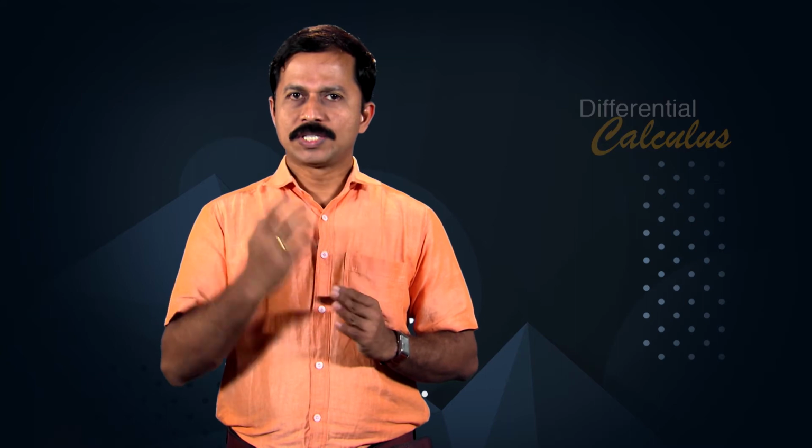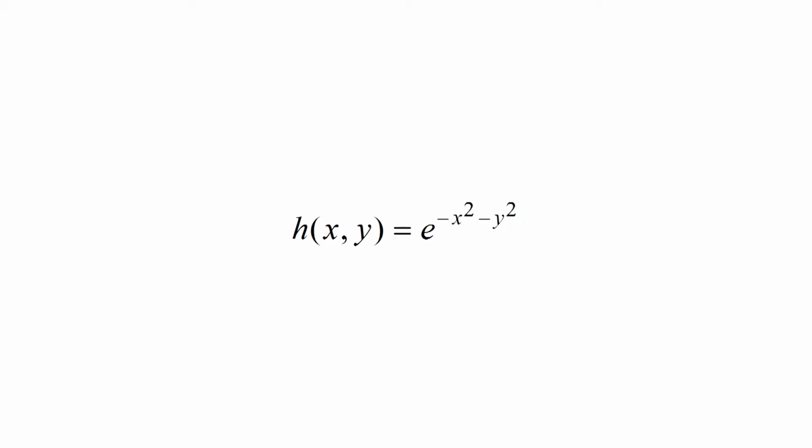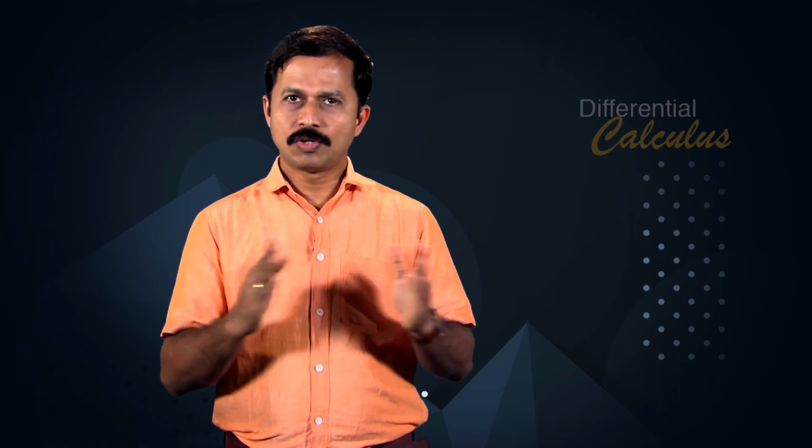We have x squared plus y squared is always a real number for any choice of ordered pair (x, y). Hence, for any choice of ordered pair (x, y), the function h(x, y) equals e to the power minus x squared minus y squared gives a value. Hence, the natural domain D of the function h is the set of all points in the plane, that is, D is equal to R squared, the plane itself.